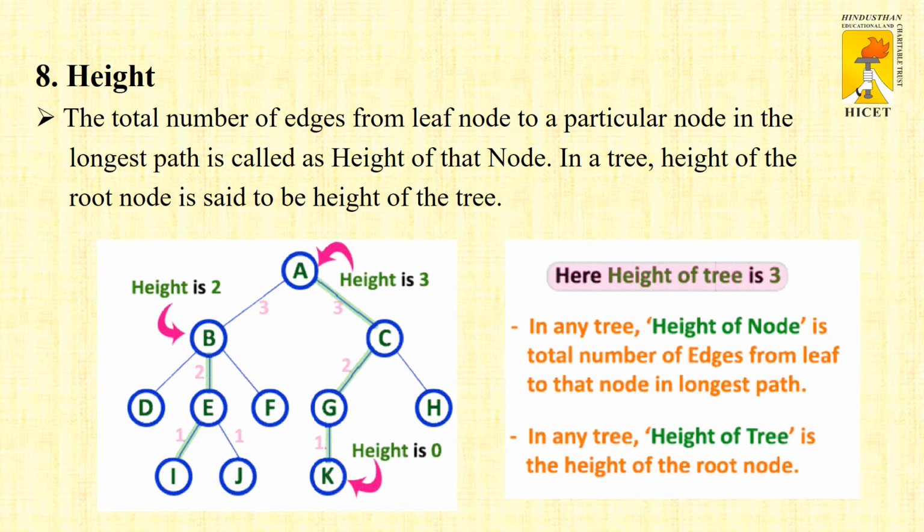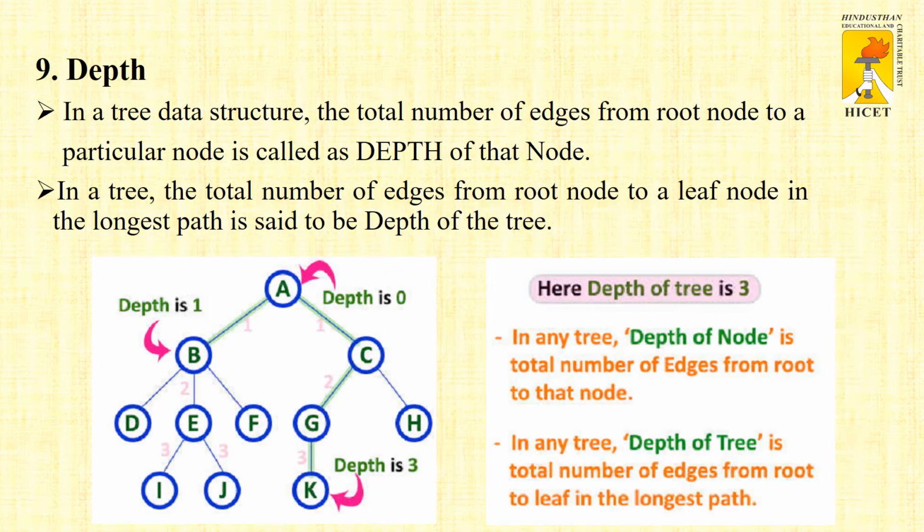Similarly, when I go to root node A, how can I reach A from the leaf? From K to G there is a path, from G to C there is a path, and from C to A also there is a path. So from K to G I have one edge, from G to C a second edge, and from C to A a third edge. So the height of node A is 3. If I need to calculate the height of a tree, the height of the root node will tell me the height of that tree.